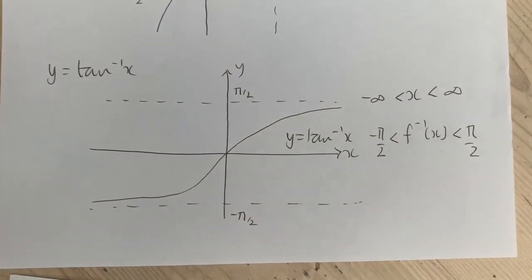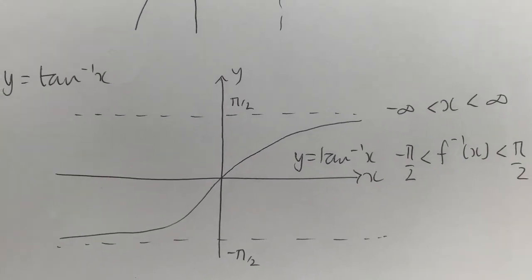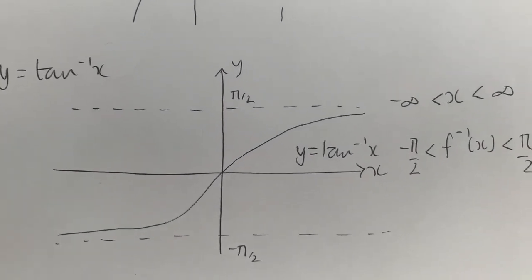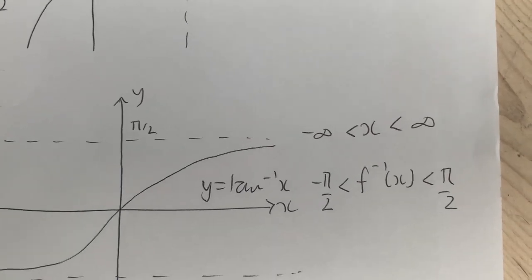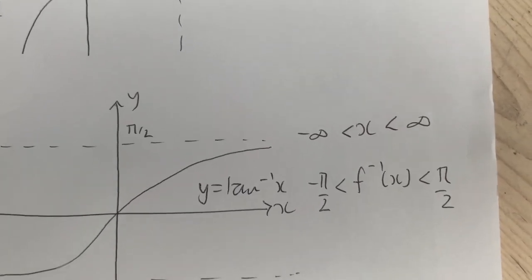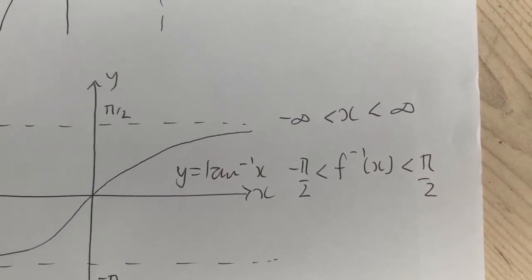So when you sketch your inverse, you're going to have horizontal asymptotes at pi by 2 and minus pi by 2, and so your domain lies between infinity and -infinity, and your range lies between pi by 2 and -pi by 2, but cannot equal them.